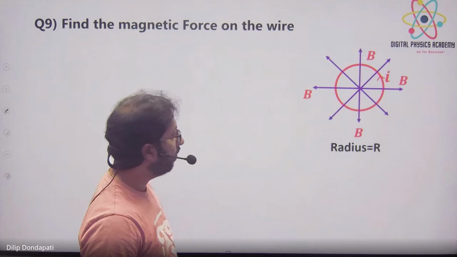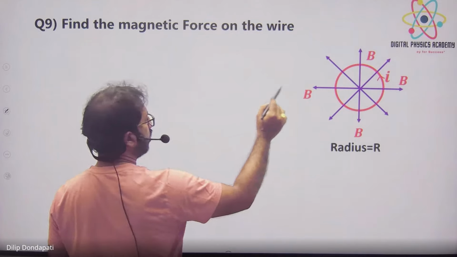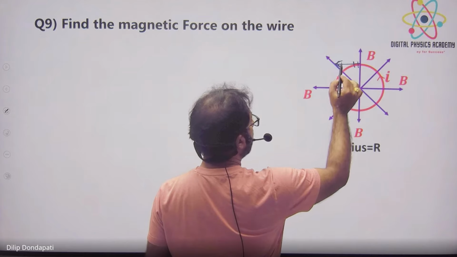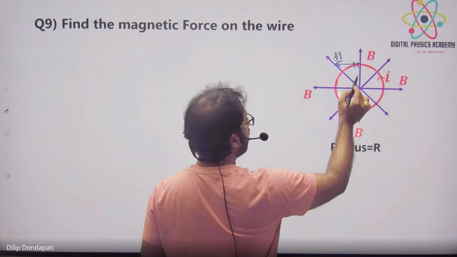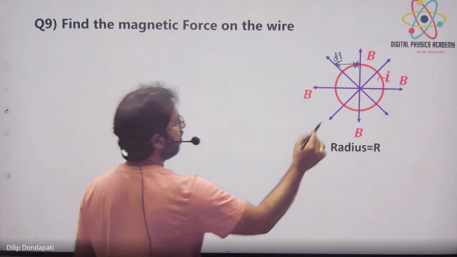So what you have to do is take a small dl element. See the formula: I am taking a small dl element in the direction of the current, right? And the magnetic field at that place is B. The small dl element I took here and here.